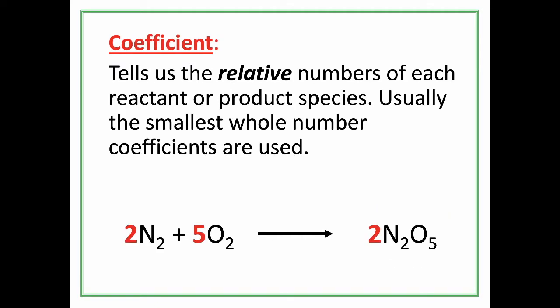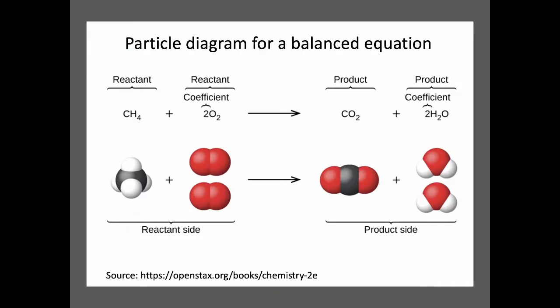The coefficients are the numbers that are right in front of the formulas for the molecules. They tell us the relative numbers of each reactant or product species. Usually the smallest whole number coefficients are used. Now you can think about this as kind of being like simplifying fractions. In this particular equation, we have 2 molecules of nitrogen and 5 molecules of oxygen for every 2 molecules of dinitrogen pentoxide.